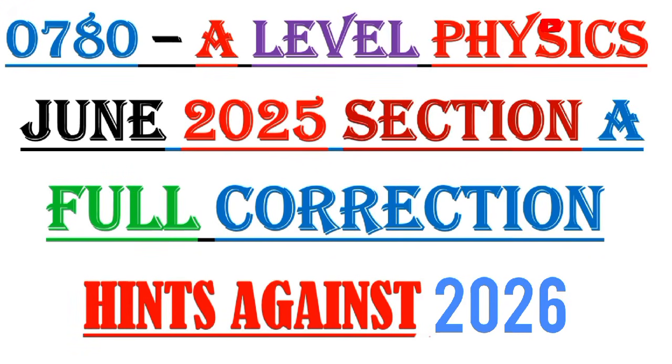In this video, friends, we shall be looking at the correction of the Cameroon Advanced Level Physics June 2025, Physics Section A. We shall be looking at the complete correction of this particular section, which has 5 questions, and you are to answer for a maximum of an hour.